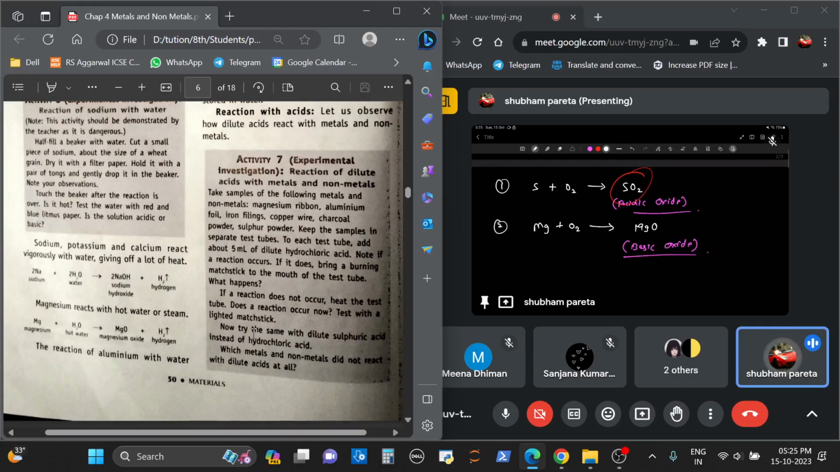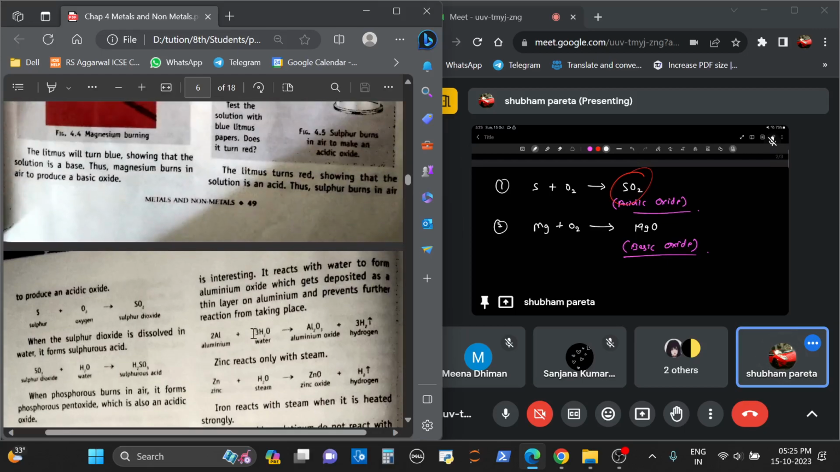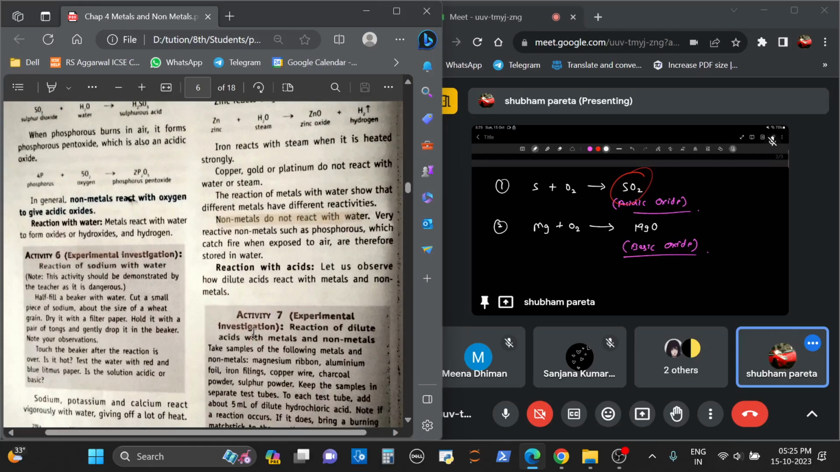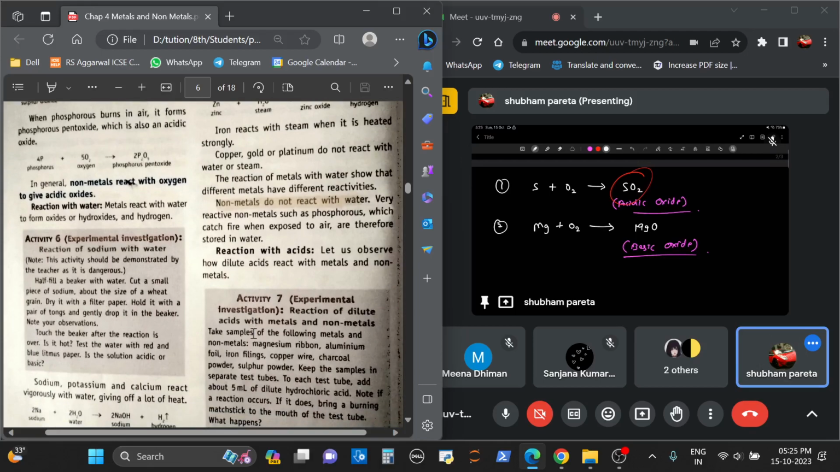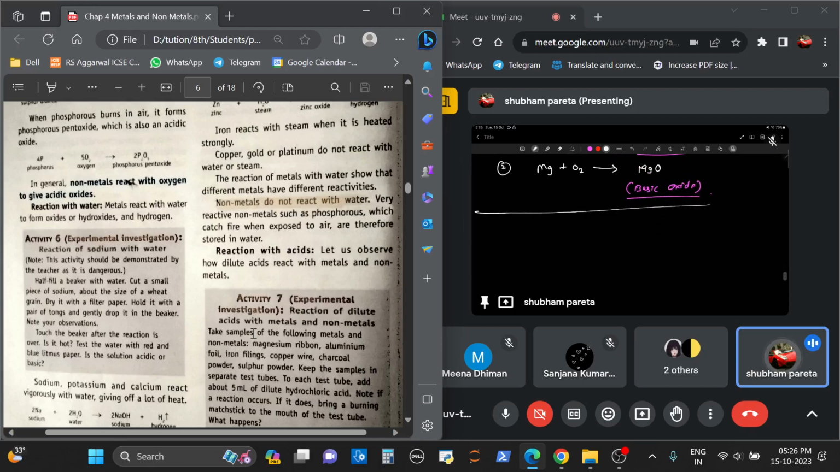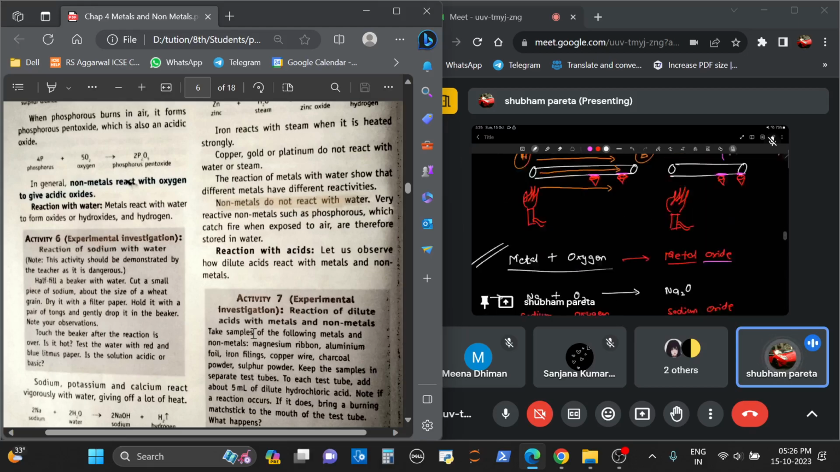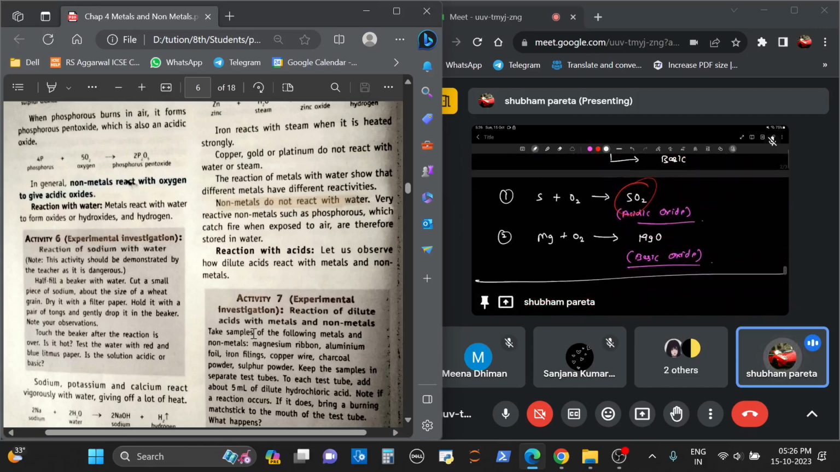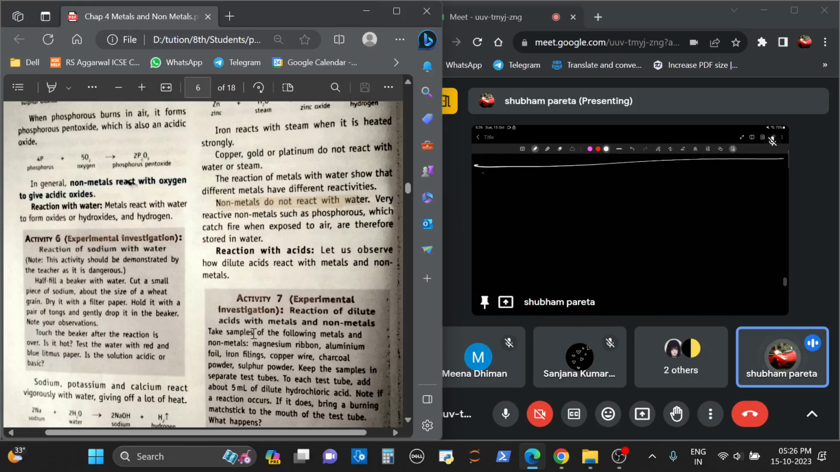Proceeding ahead, now we have the next thing, which is reaction with water. Reaction with oxygen we saw over here, and now reaction with water.